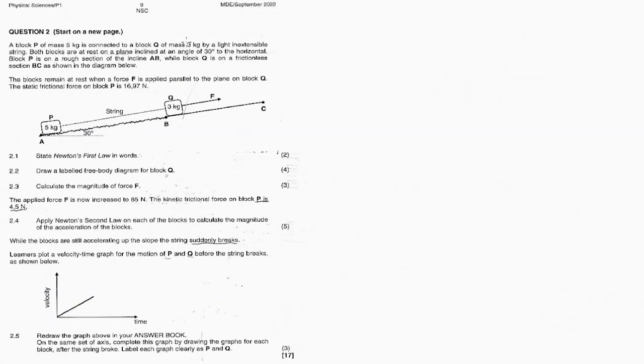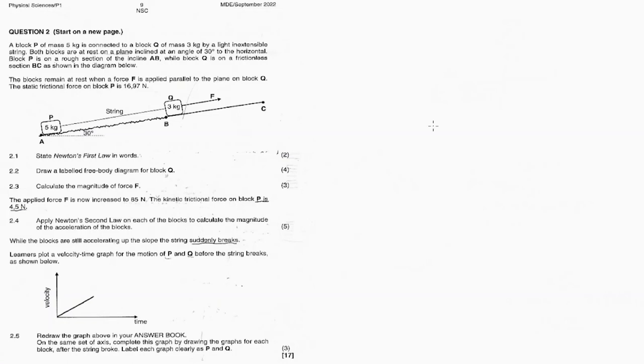16.97. So they also give us the masses of the 2 objects. P is 5 kilogram, Q is 3 kilogram. Now we see that P will move from A to B, maybe eventually to C, but the takeaway is that P is the only object that experiences a rough surface between A and B, but Q is on a frictionless surface. As they said up here, P is on a rough section and Q is on a frictionless section.